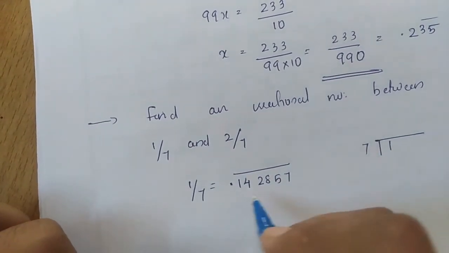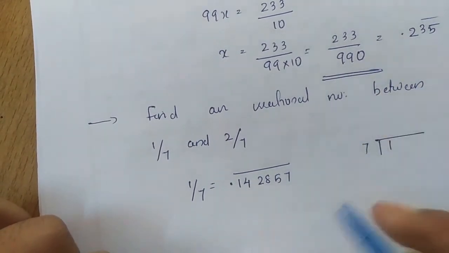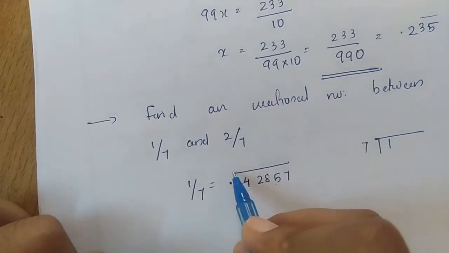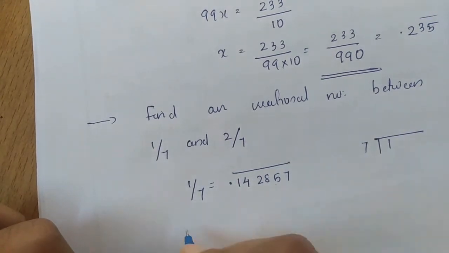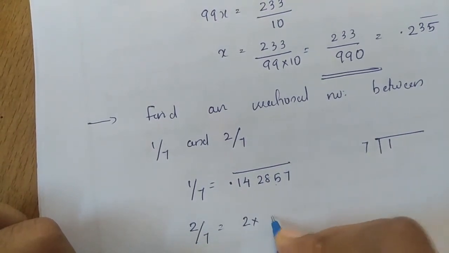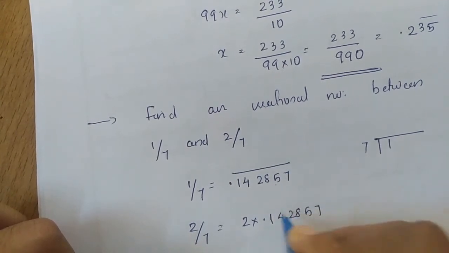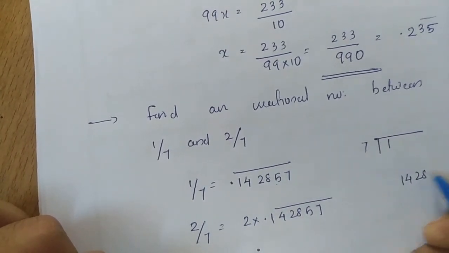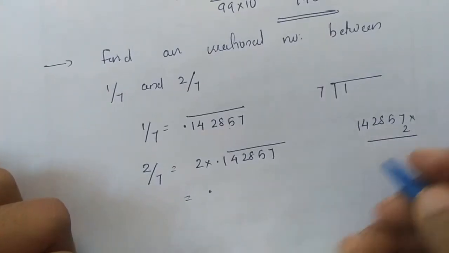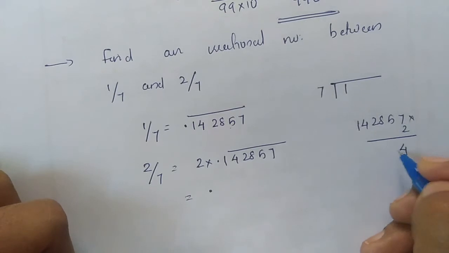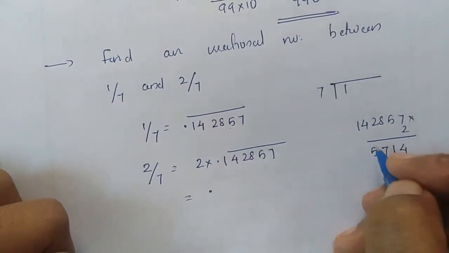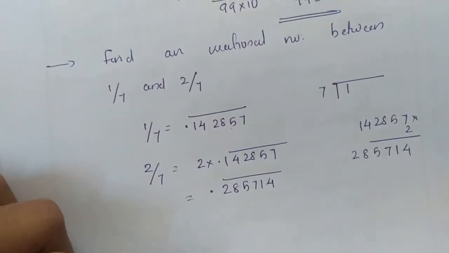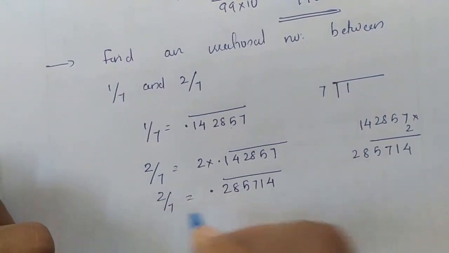When we divide 1 by 7, we get the value 0.142857. In previous cases, we discussed this. Then again 0.142857, the pattern is repeating, so we write it like this. And 2 by 7 is equal to 2 into 0.142857, which we get as 0.285714 to the whole bar. So 2 by 7 is equal to this value.